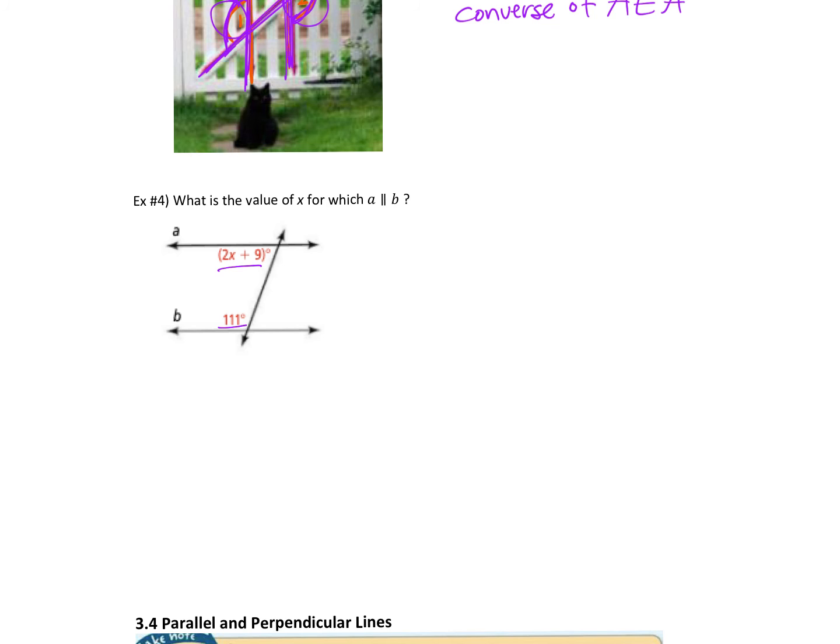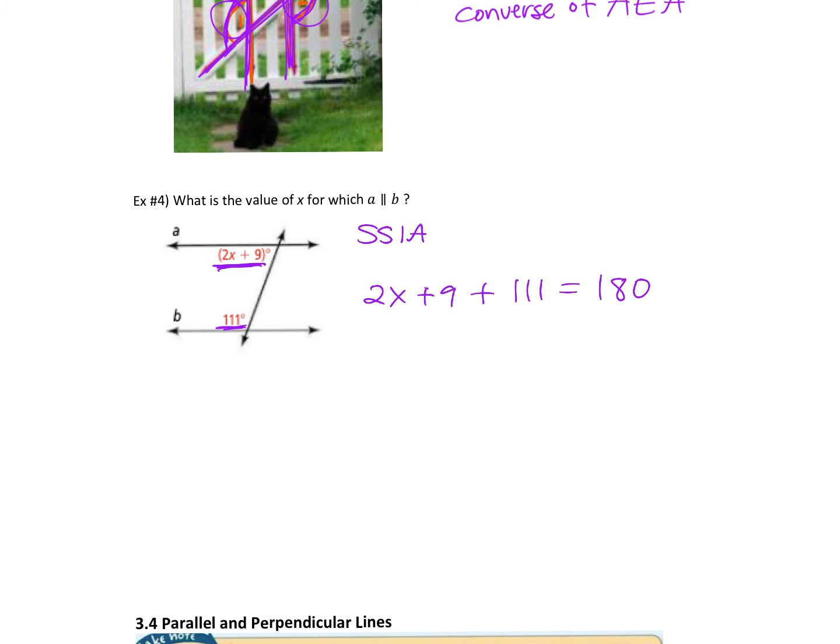Interior, they add up to 180. They add up to 180, same side interior, right? These are same side interior angles, okay? And same side interiors are supplementary. So what we're saying is X would have to be so that these add up to 180. 2X plus 9 plus 111 would have to equal 180.